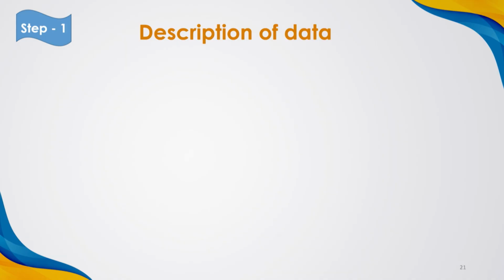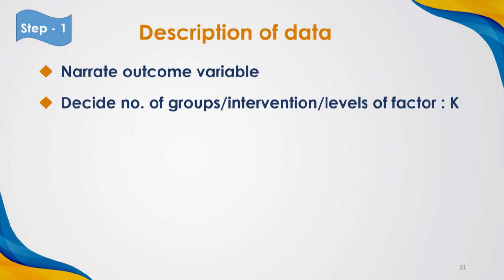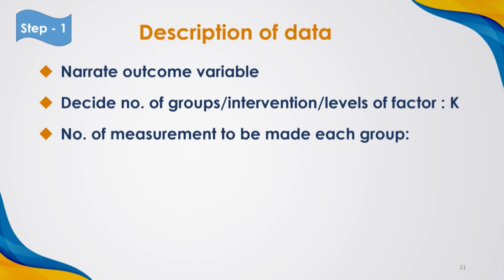When we start our ANOVA procedure, we first start with the description of data. So, how can we describe the data first? We are going to narrate what is our outcome variable or the response variable, whatever we have measured from the subjects. Now, we will decide what is the number of groups we have, or the number of interventions we have compared, or what is the number of levels in the factors. Let us represent them by k, and we have the number of observations to be measured in each group, that is n1, n2, n3 up to nk.